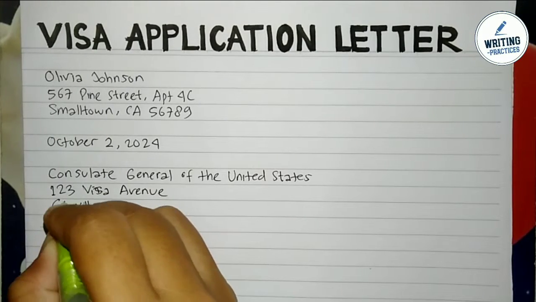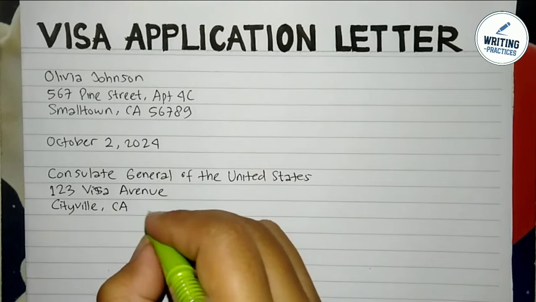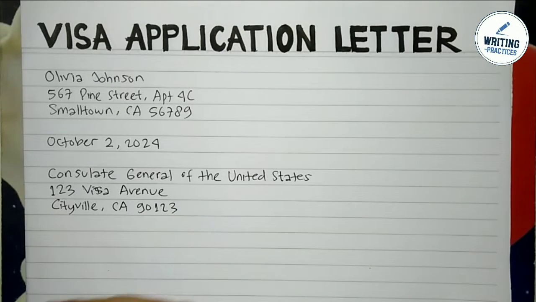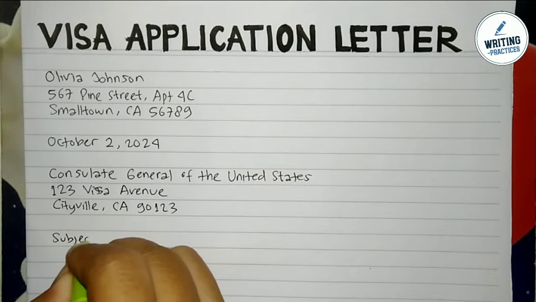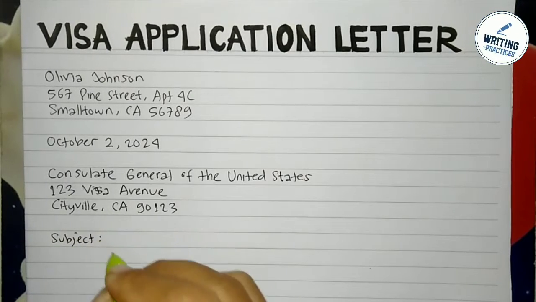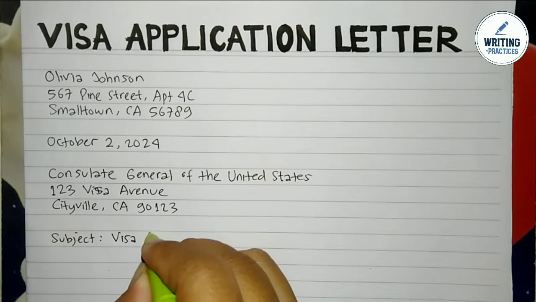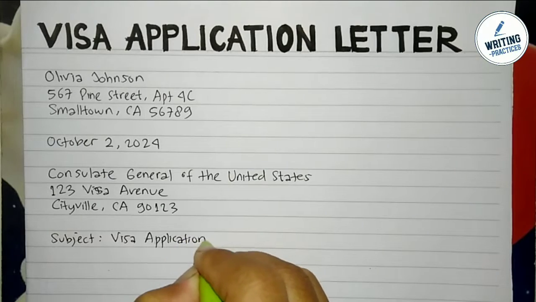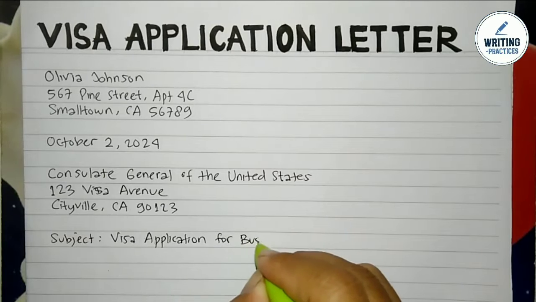For the next, write the information about the recipient. You can simply direct it to the embassy, since you have no idea about the recipient. In this case, the letter is directed to the Consulate General of the United States. And you must specify the office address to ensure it reaches the appropriate entity for visa processing. And therefore, write the full address by mentioning the number, street name, city, state, and zip code.